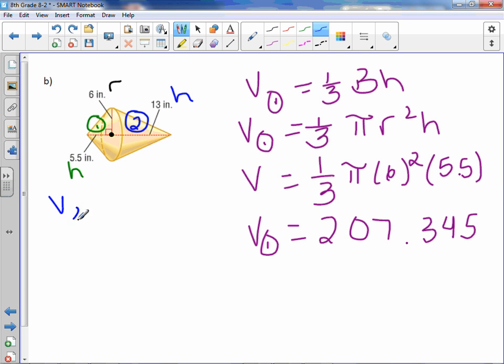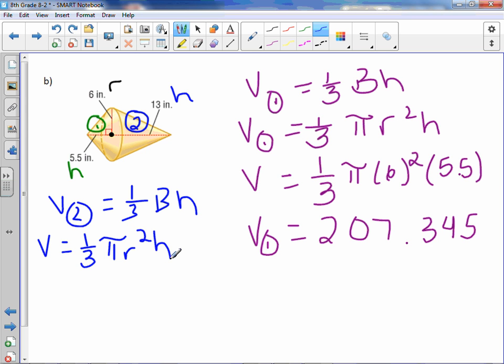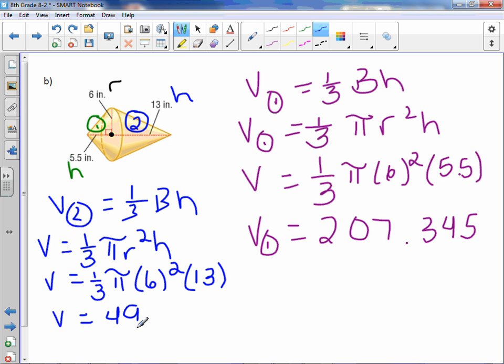Now for our second, 1/3 big BH, or 1/3 pi r squared h. Plug in the numbers. 1/3 pi, radius is 6. Height of this one now is 13. Put them in the calculator. 1/3 times pi times 6 squared times 13 is 490.088.